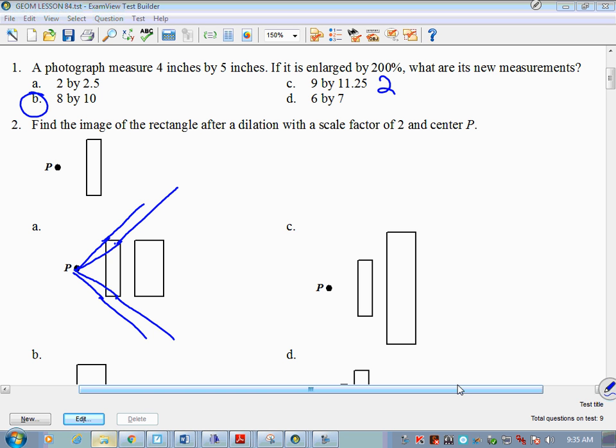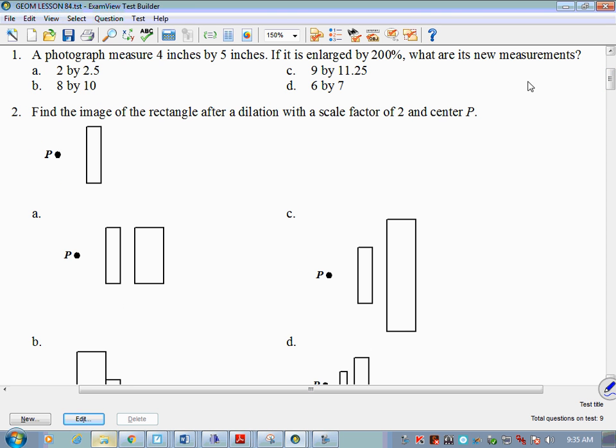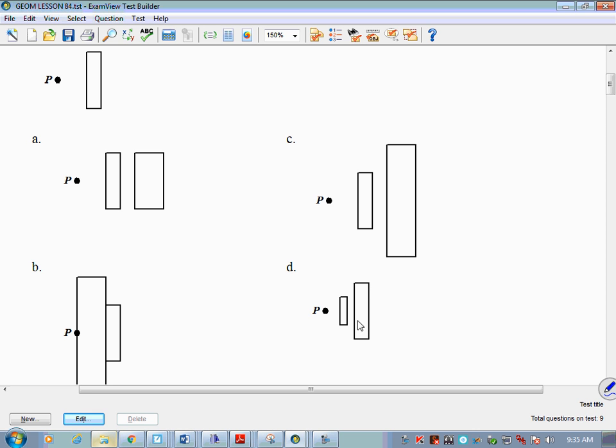You can look at B from your screen. Let me scroll down and see it. Let's look at B. Does P look like the center of dilation? No. What about D? Does D look correct? What's wrong with D? You think it's too small? Right, because here is my preimage. If I'm moving up by a scale factor of 2, then my image should be what in relation to my preimage? How much larger should it be?